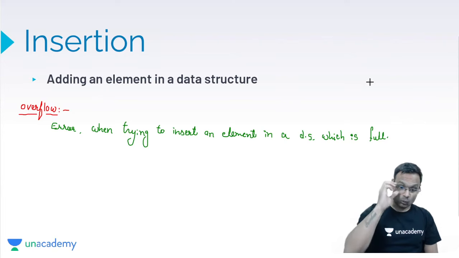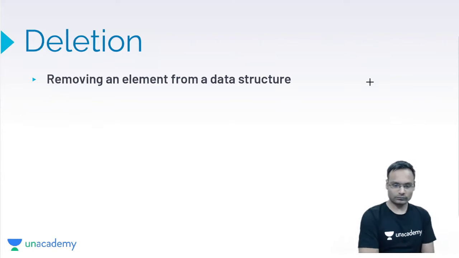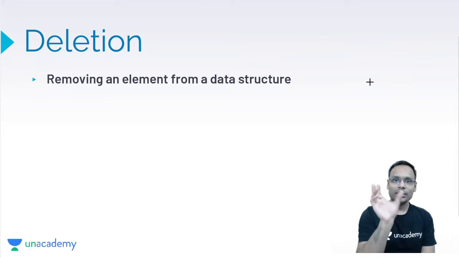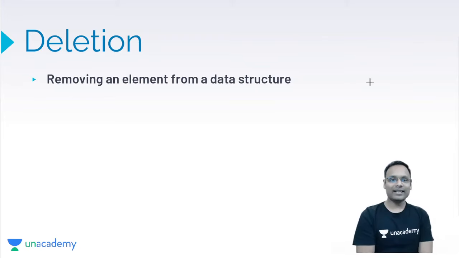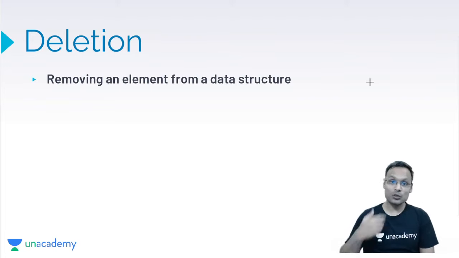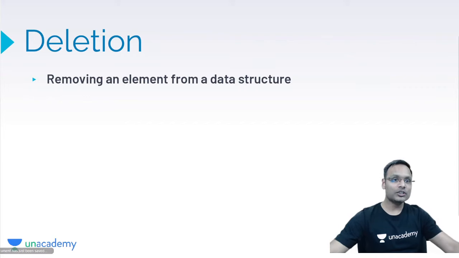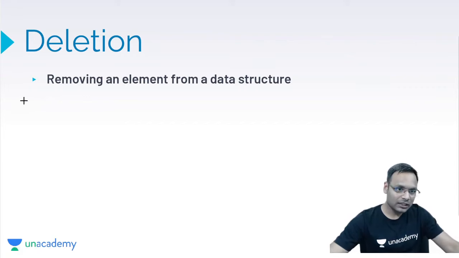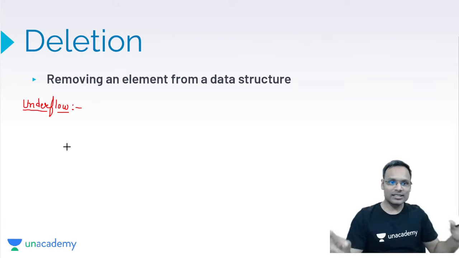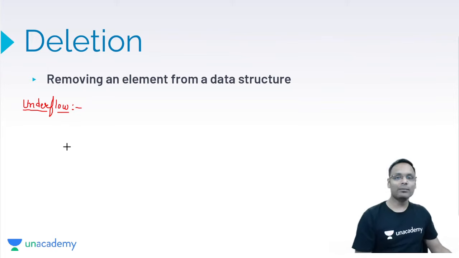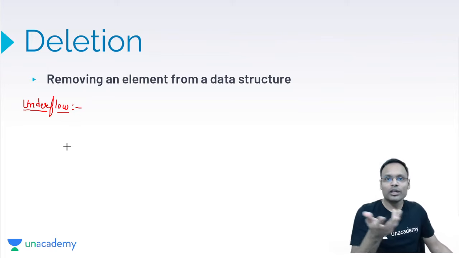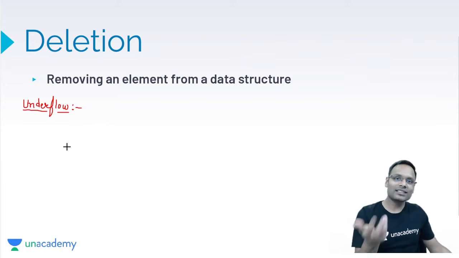Got it? Now let's talk about deletion. Deletion means you have a data structure. From that data structure we need to remove one element. That is deletion. Now again, in this deletion also we may have a runtime error, which is called underflow. What is underflow? Underflow is when the data structure is empty and we are trying to delete an element from it. There is no element. How can you delete it? When there is no element, where will deletion happen from?